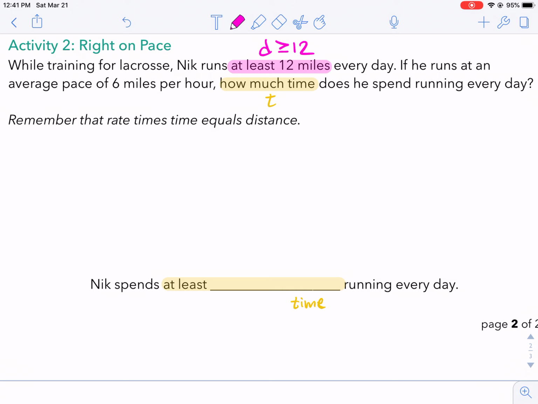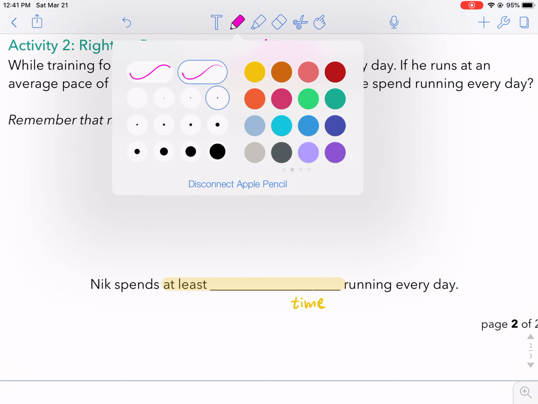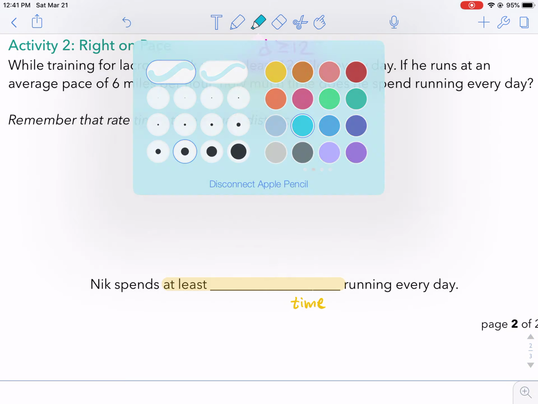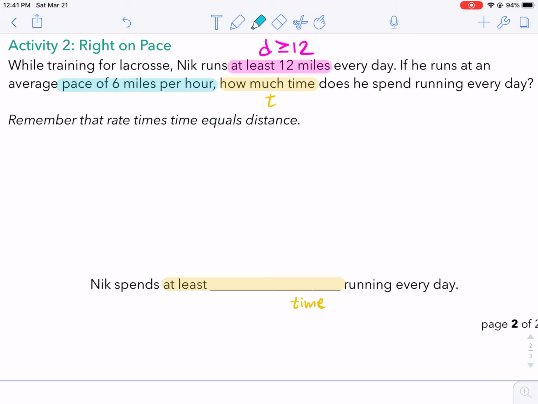If he runs at an average pace of 6 miles per hour, well, a pace of 6 miles per hour tells us that that is his rate. A pace of 6 miles per hour is how fast he's running. So we know his rate is 6. How much time does he spend running every day? Now we have this hint here that rate times time equals distance. So our rate times time equals distance.